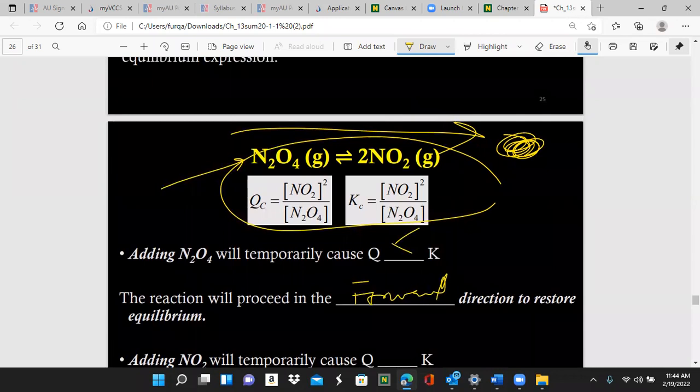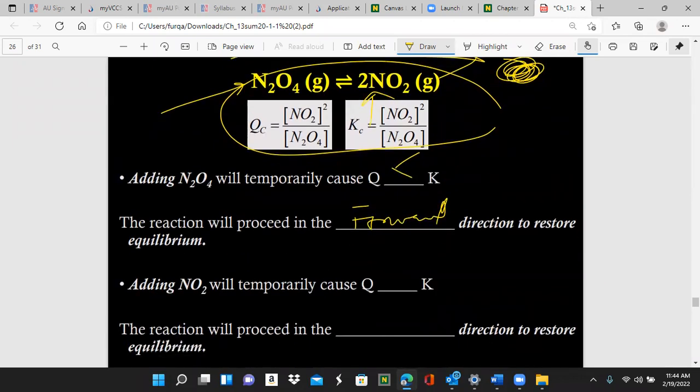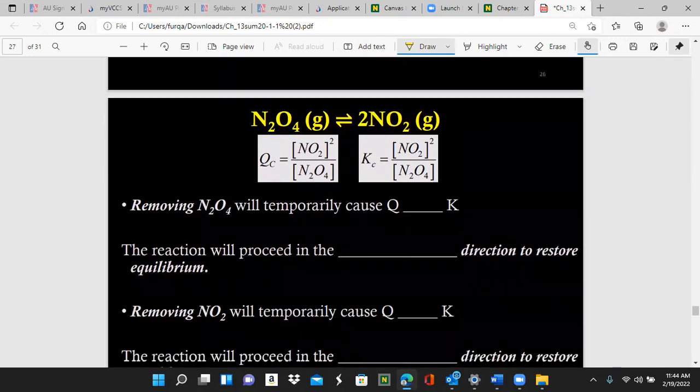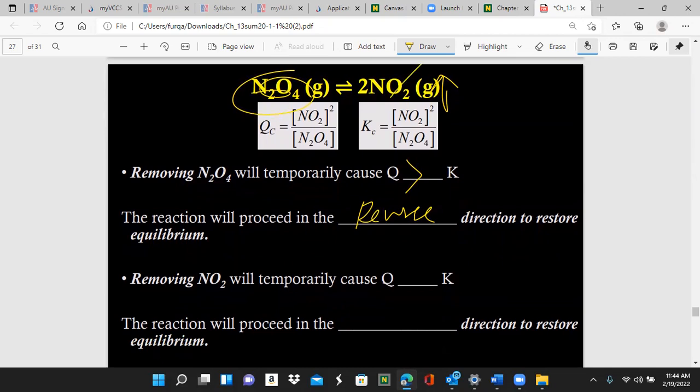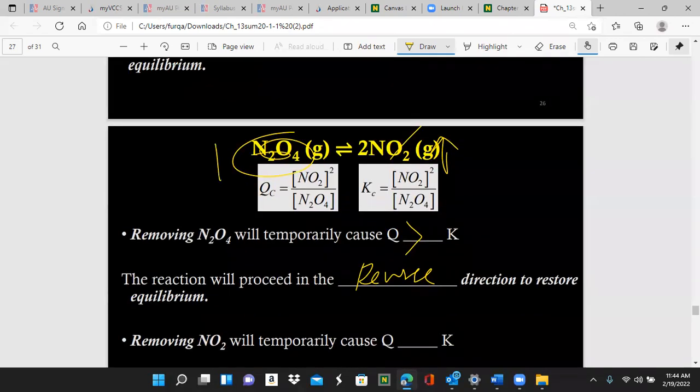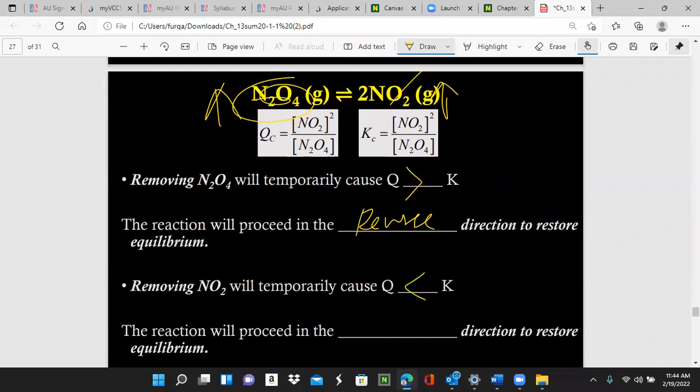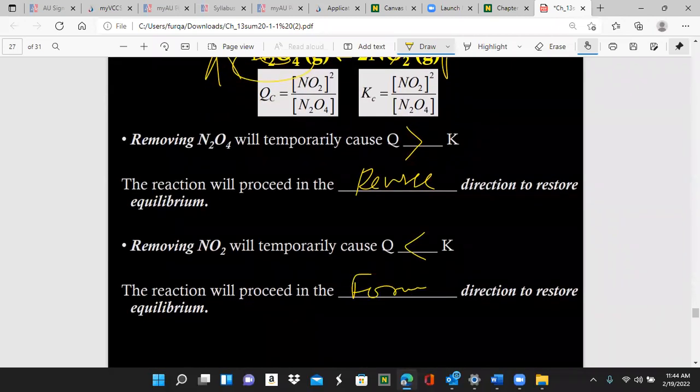Adding NO2, at this time I'm adding this here. That is going to lead to a larger value of Q, meaning the system is product heavy and it wants to move back in the reverse direction. Now removing, if we remove this, this is high in concentration. It means Q is larger than K and it proceeds in the reverse direction. If we remove the product here, then this is heavy, and this heavy means Q is less than K, and it's going to go in the forward direction.